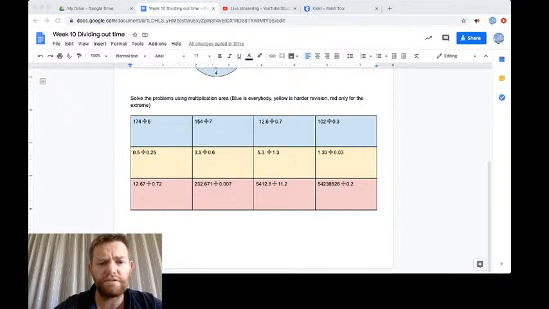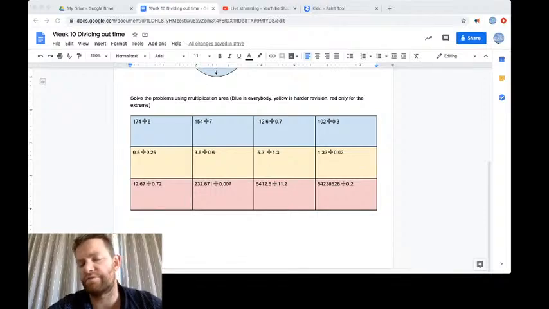Anyhow, let's have a look at this first line of blue, because we're going to look at a different way of solving problems.